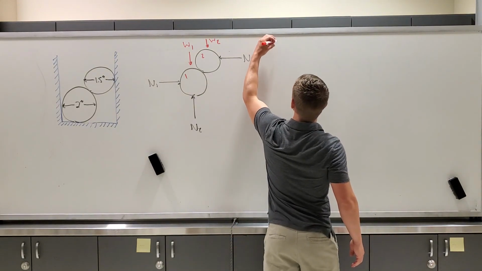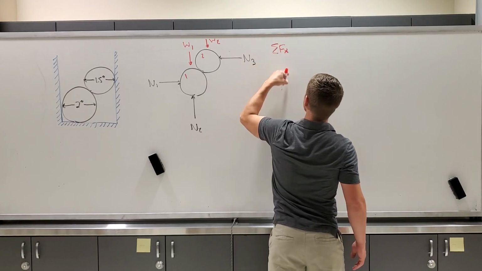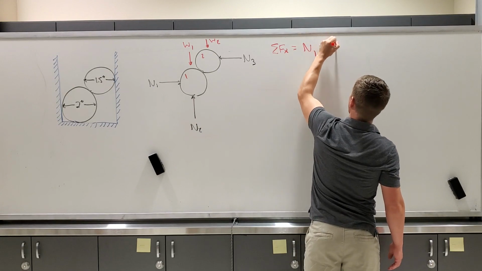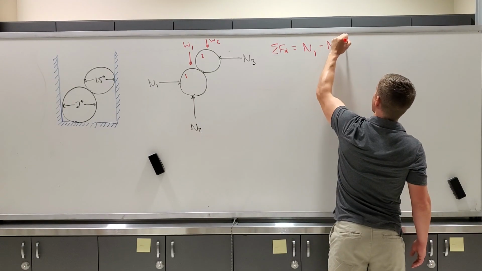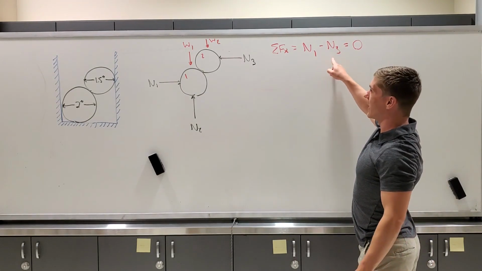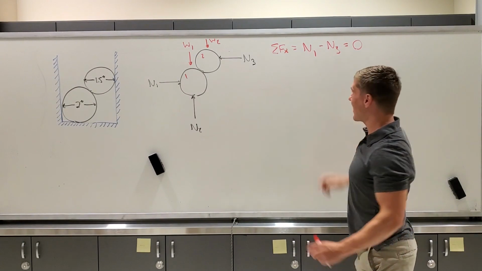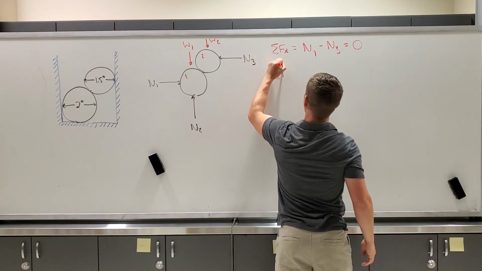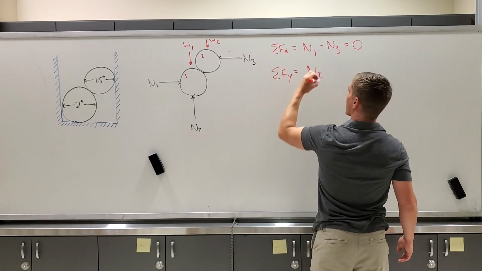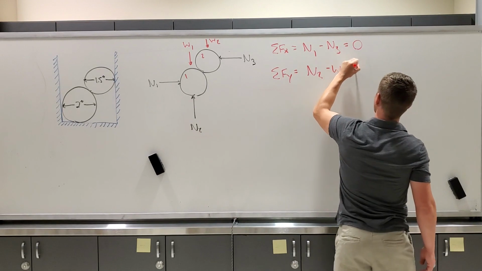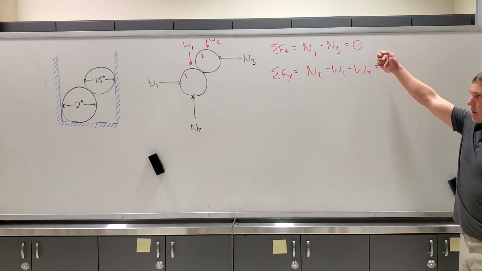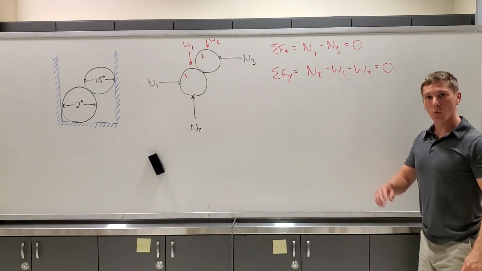So we can say that the sum of the forces in the x direction is going to be equal to N1, which is positive to the right, minus N3, which is negative to the left, is going to be equal to 0. Okay, and that gives us right off the get-go that we can see that N1 is going to be equal to N3. Okay, and then secondly, we have the sum of our forces in the y direction must be equal to, we have N2 acting positive upwards, minus weight 1 minus weight 2 is going to be equal to 0.